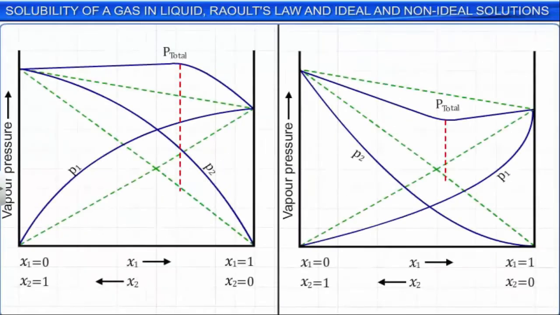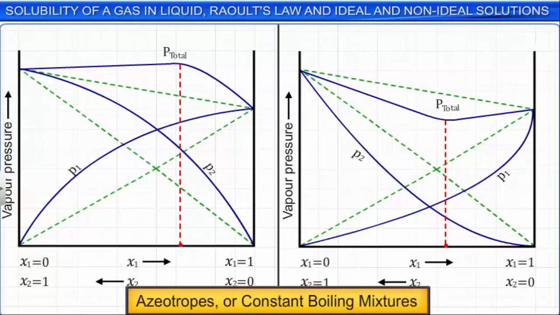A detailed look at the two graphs shows that there are some large deviations from ideal behavior at specific compositions. These very large deviations from ideality form a special class of mixtures known as azeotropes or constant boiling mixtures.